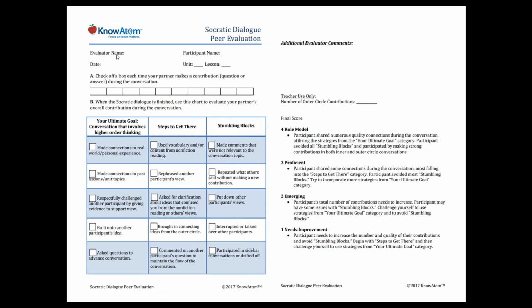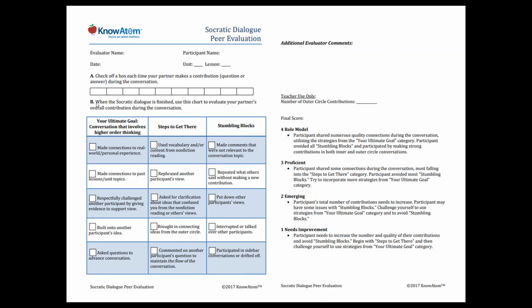So imagine the students in the outer circle acting as evaluator, and the participant is their partner on the inner circle. Date, unit, lesson, and so on. They're recording how many contributions their partner is making to that discussion, okay? Are they making none? Are they totally hogging the floor?